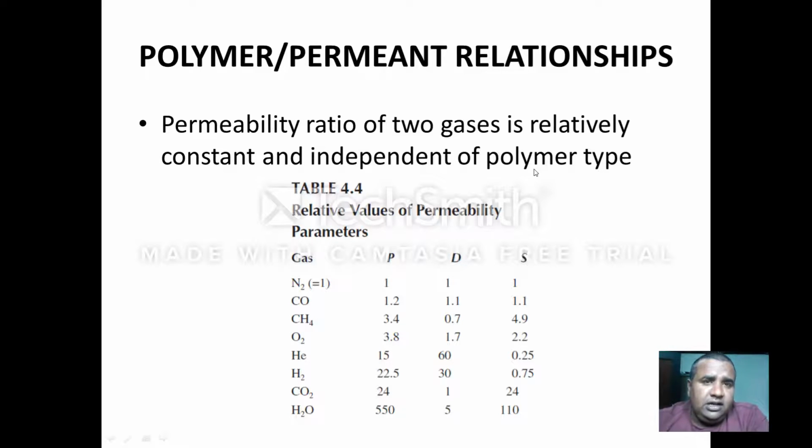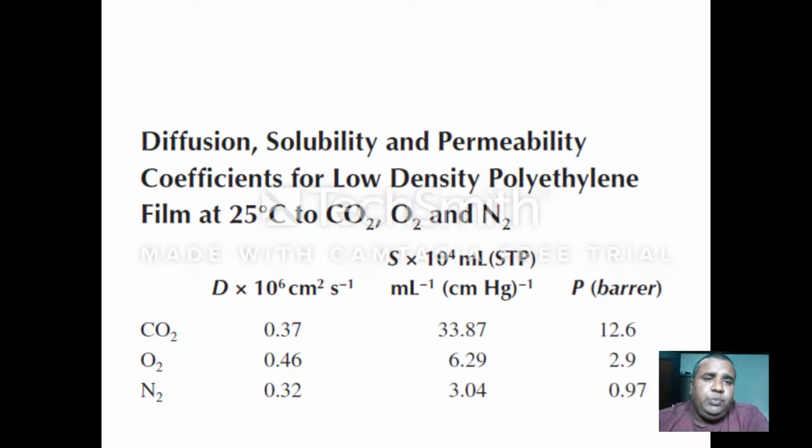So here is the general table, and now I'll talk about a specific table of LDPE, in which we will talk about the diffusion, solubility and permeability constants for low density polyethylene at 25 degrees centigrade, for CO2, O2 and N2. So you can see here, this is the value of diffusivity, and this is the value of solubility, and this is the value of your permeability.